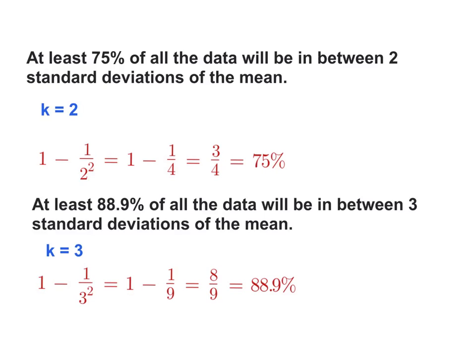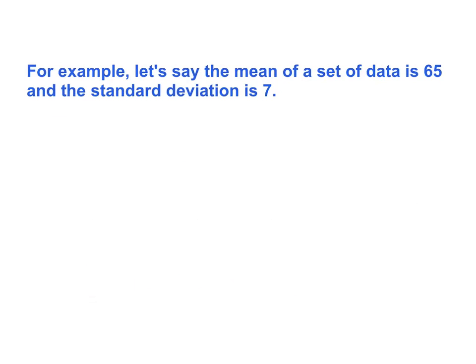Okay, additionally, for 3 standard deviations, at least 88.9% of the data is going to be in there. The only thing different between what's up top and what's down below is the value of k. So once we get to 3 standard deviations away from the mean, we've got most of the data encapsulated in that area. We're going to go through some examples. Let's go through this a little bit and break it down with some examples, okay?